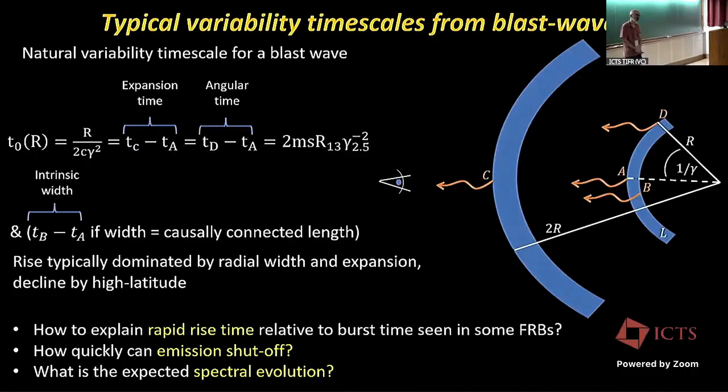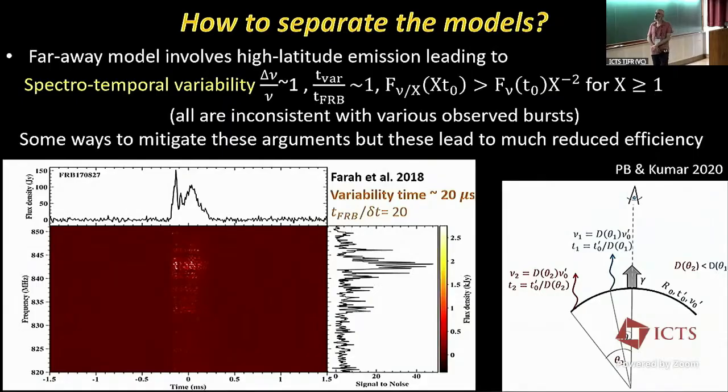All of these are of the order of R over 2c gamma squared, and this gives a very specific prediction for the shape of the light curves and the type of variability that you can get in these situations. And to make a long story short, unless you invoke some things that lead to significant inefficiencies, what you get is that the spectral width coming from these models cannot be too narrow. Delta nu over nu is of order unity, cannot be much less than unity. And the variability time cannot be much shorter than the FRB itself. T_FRB over T_variability is also order unity.